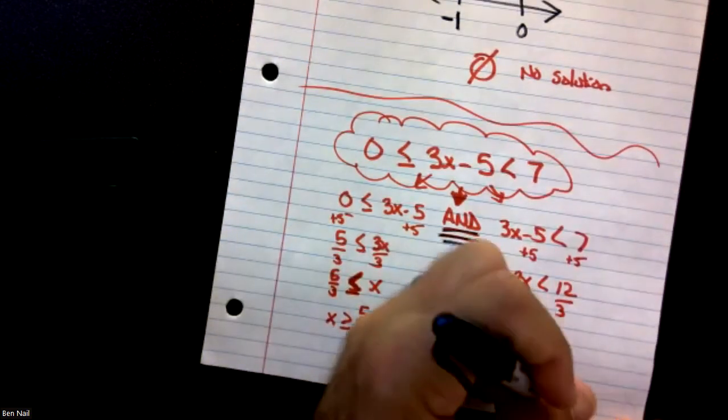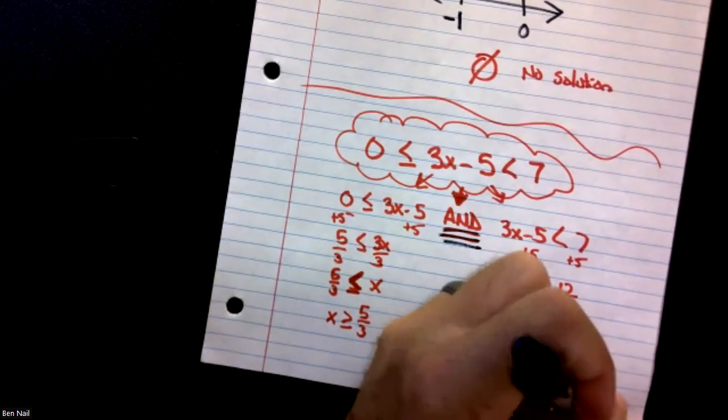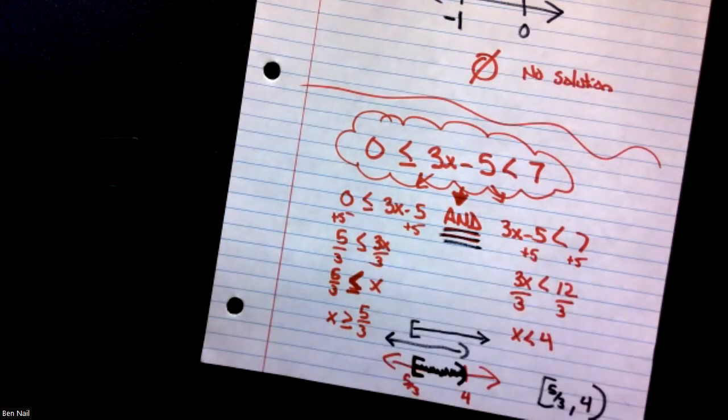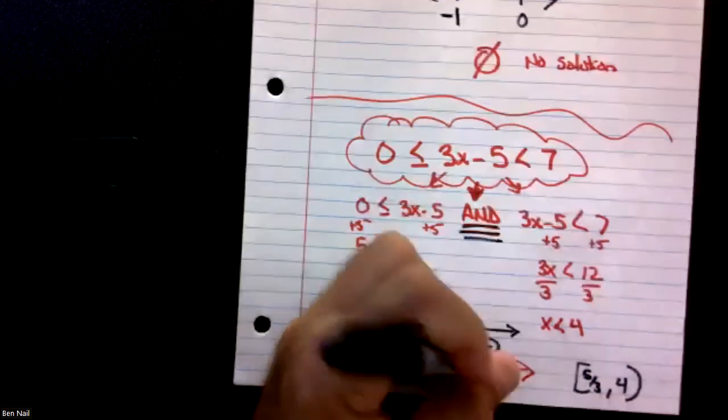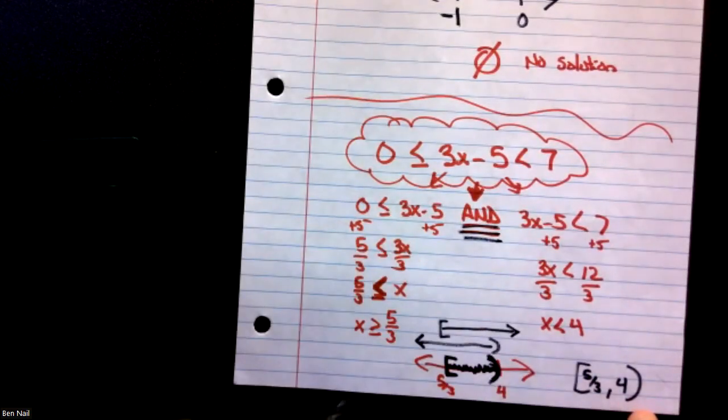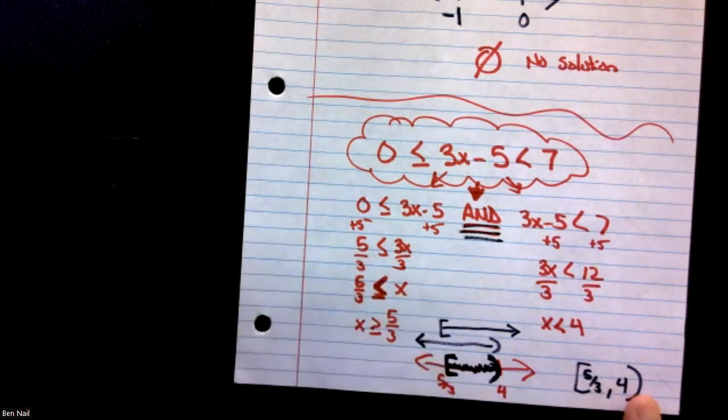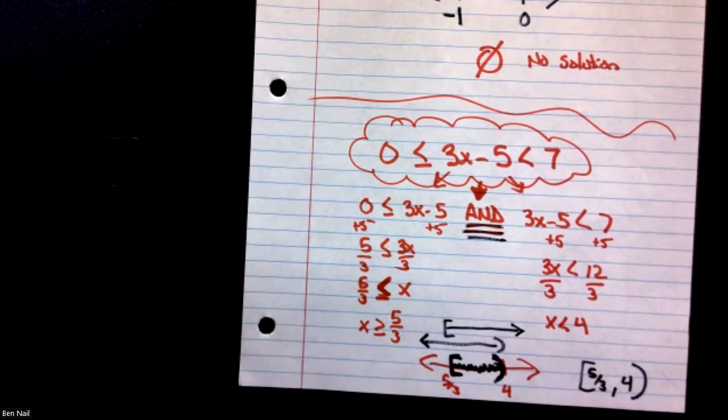So my solution is from 5 thirds to 4. Again, 4 was just less than, that's why it's a rounded parenthesis, not included. The 5 thirds was greater than or equal to, that's why you get this squared off bracket. And again, interval notation reads just like the graph.